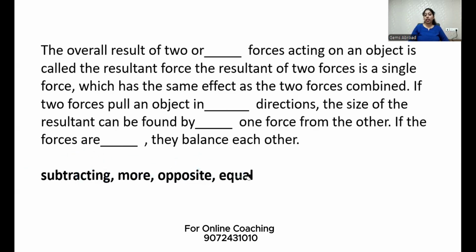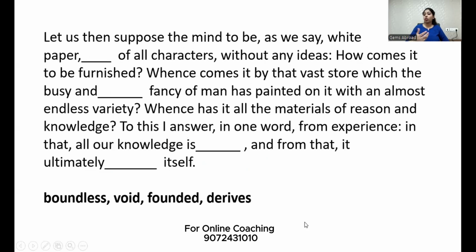So understand the passage. When you do your reading or writing fill in the blanks, read it aloud to get the meaning or to get an idea of what the context is. Let us then suppose the mind to be, as we say, white paper. How is the mind mentioned? White paper. White paper is like what? In a white paper, has something been written? No, it's a white blank paper, right? So void of all characters, without any ideas. You have the keyword here. White paper will give you the answer to this blank. White paper is void. Void is completely empty. Void of all characters, without. How comes it to be furnished? Whence comes it by that vast store, which the busy and dash.